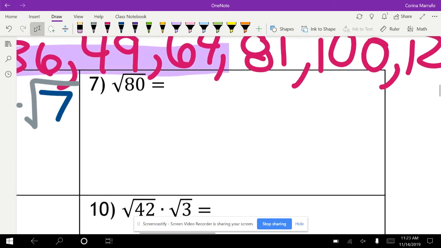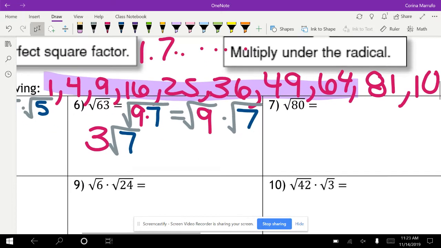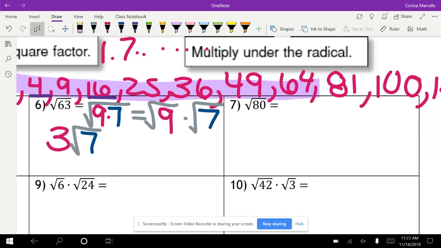All right, let's move on to the next one, the square root of 80. So we look at all these numbers up here and see what number divides into 80. So we have 1, 4, 9, 16, 25, 36. And then I think 49 is going to be too big. Okay, so between all of these numbers, 4 and 16 will both divide into 80. So we have to pick one of those two numbers, and this is how you're going to pick. You have to go with the bigger number, and I'll show you why right now.